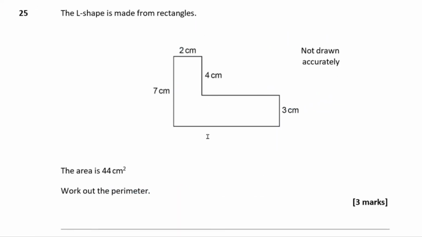Question 25, the L shape is made from rectangles. We're told that the area is 44, work out the perimeter. Okay, now to work out the perimeter, we're going to have to know the lengths of each of these lines, aren't we? And at the moment, we've got this one missing, we don't know, and we don't know this one. And if I don't know those two, then I can't really infer them.